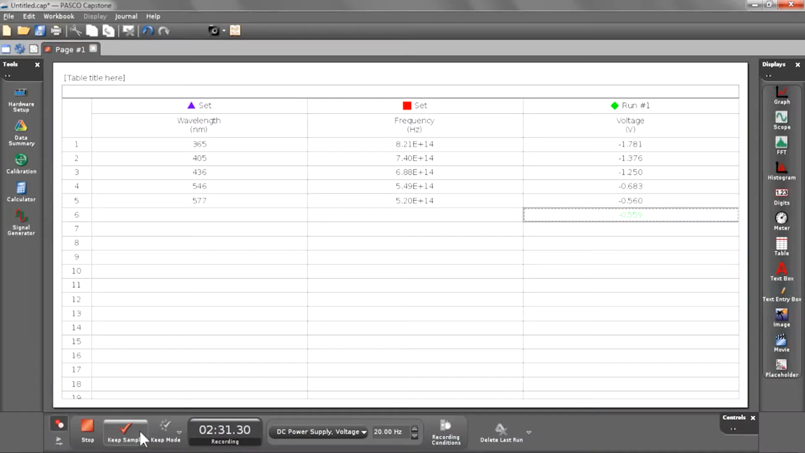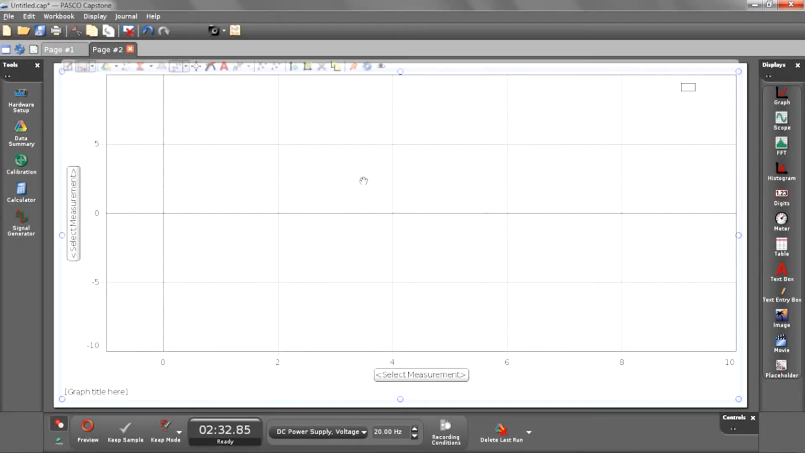Okay, that's the last voltage value that we're going to record. So when we're done, we're going to go ahead and click stop. And now we have the data to populate our graph display. So I'm going to create a new page within Pasco Capstone. And on that page, I'm going to put a graph.